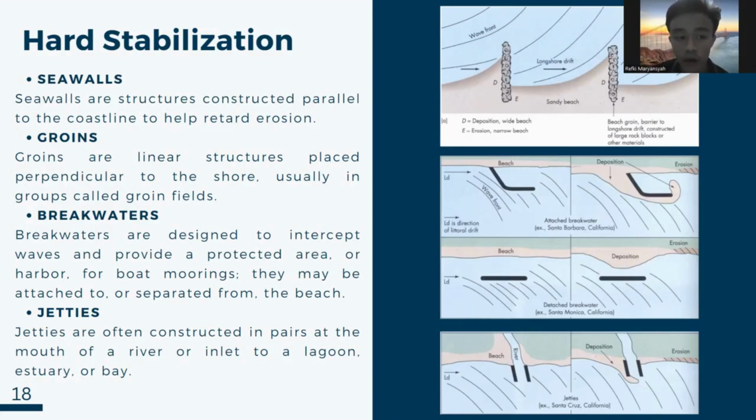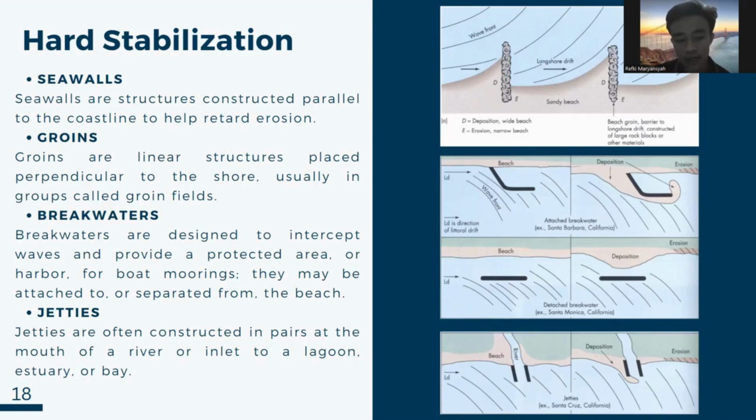The second one is groins. Groins are linear structures placed perpendicular to the shore, usually in groups called groin fields. We can see at the top of the picture the groin structure. Number three is breakwaters. Breakwaters are designed to intercept waves and provide a protected area, like a harbor for boat mooring. They may be attached to or separated from the beach.